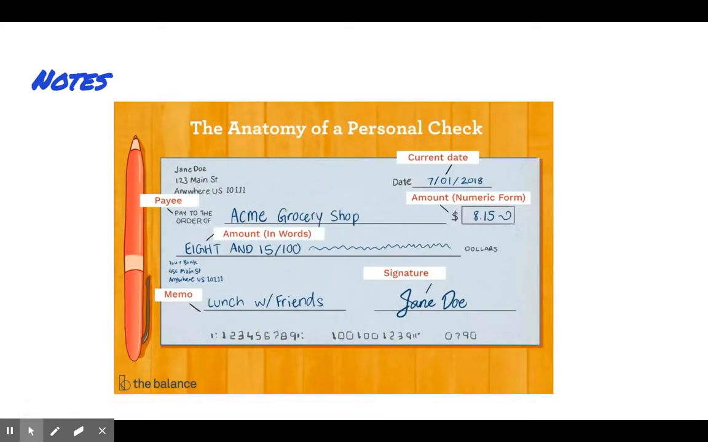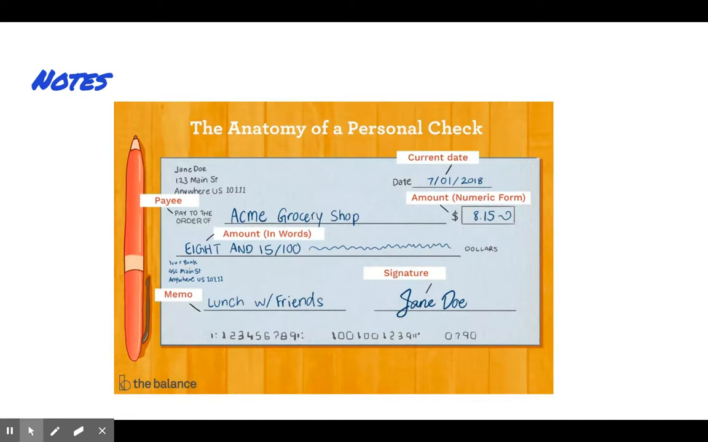The anatomy of a personal check. So when we have personal checks, you'll see people write checks for bills still, or you'll receive checks in the mail. Sometimes I receive them for when I need to pay my taxes and so forth. So it's very important to know how to write a check. A lot of times people use cashier's checks, so you want to make sure that it's written out correctly.